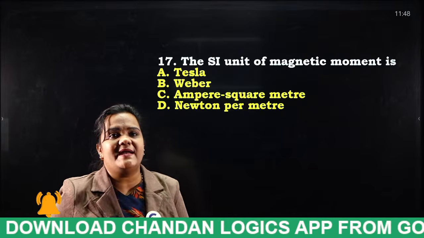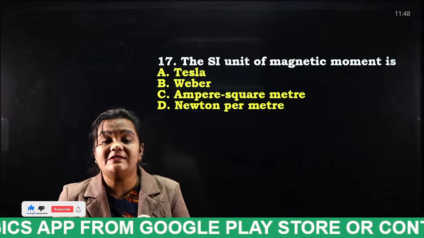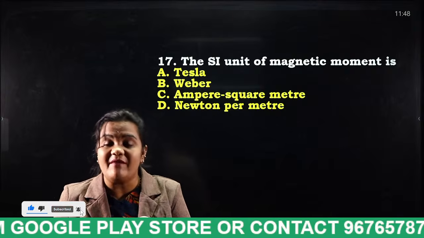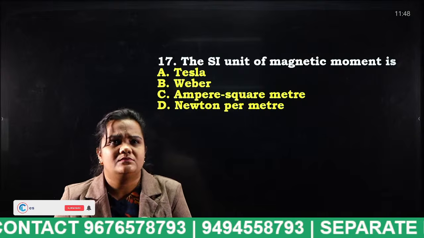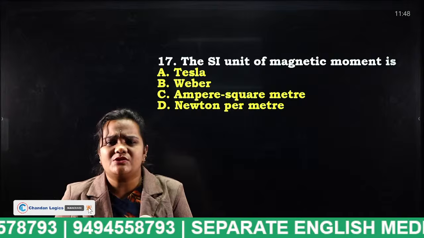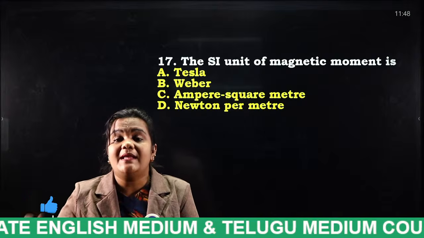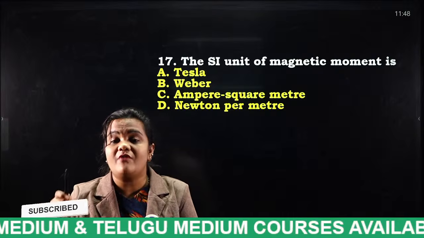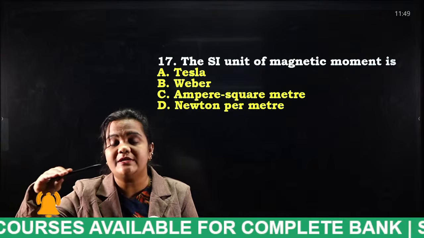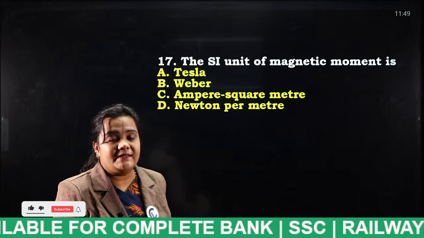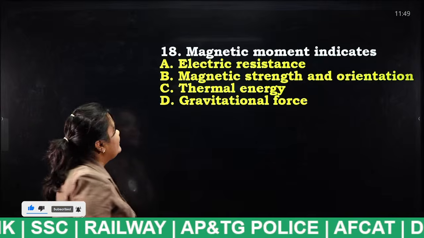The SI unit of magnetic moment is Tesla, Weber, ampere square meter, Newton per meter. What is the SI unit of magnetic moment? Magnetic moment is a vector quantity, that means it has both magnitude and direction. What do you mean by this, students? Due to the strength of the magnet, the object is aligning. It is taking some orientation to get aligned to the magnet. That is known as magnetic moment, and its unit is ampere square meter.